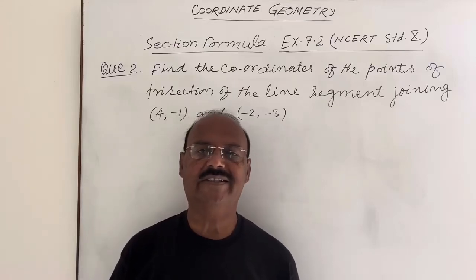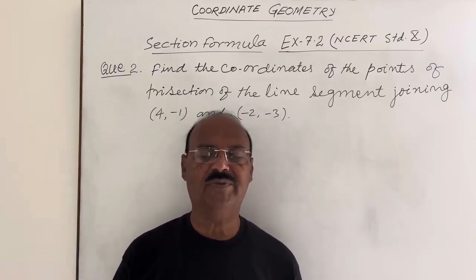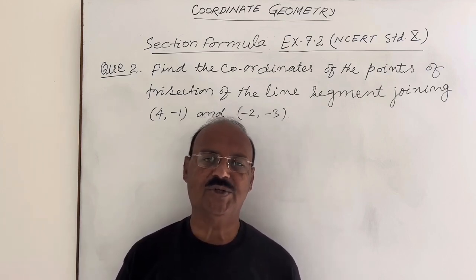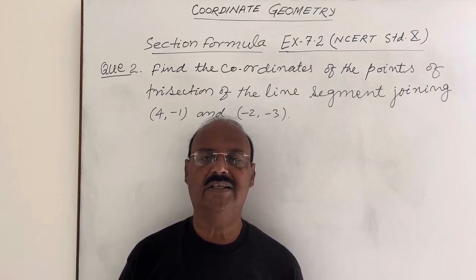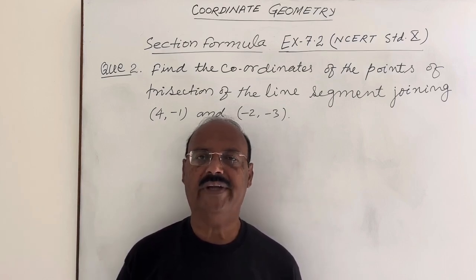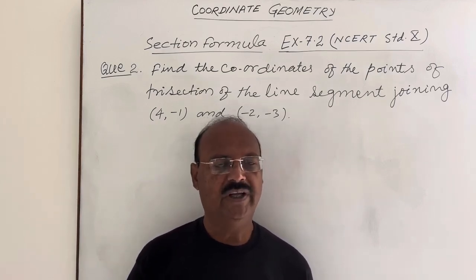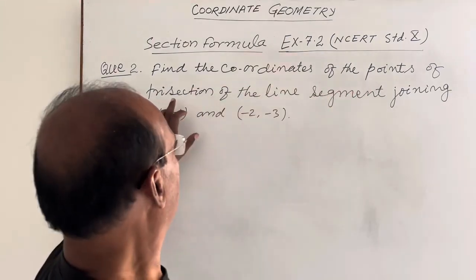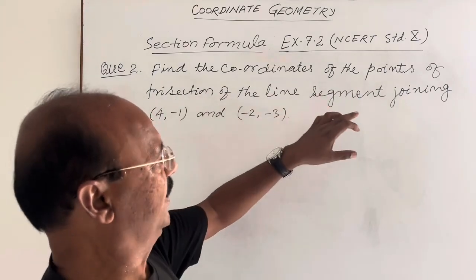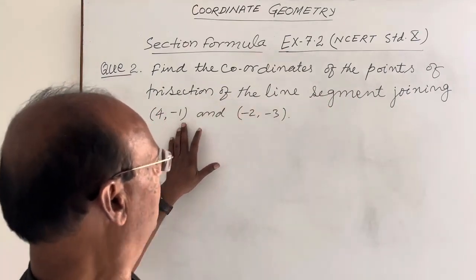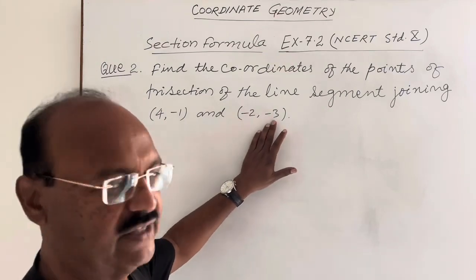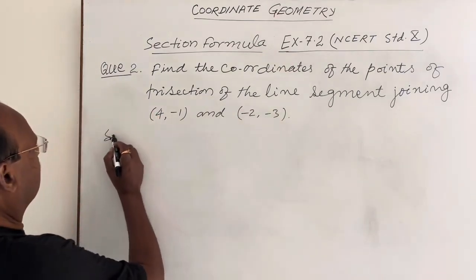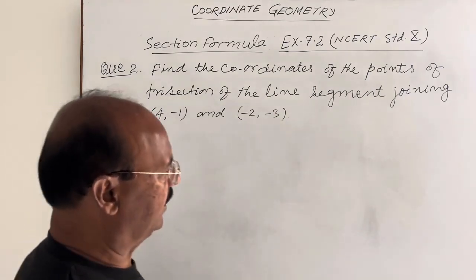Welcome students. Let us discuss a very interesting question from the topic section formula of coordinate geometry. This is question number 2 from exercise 7.2 of NCERT book Standard 10. Here the question is, find the coordinates of the points of trisection of the line segment joining (4, -1) and (-2, -3). What is trisection? Let us make it clear with the help of a simple diagram.